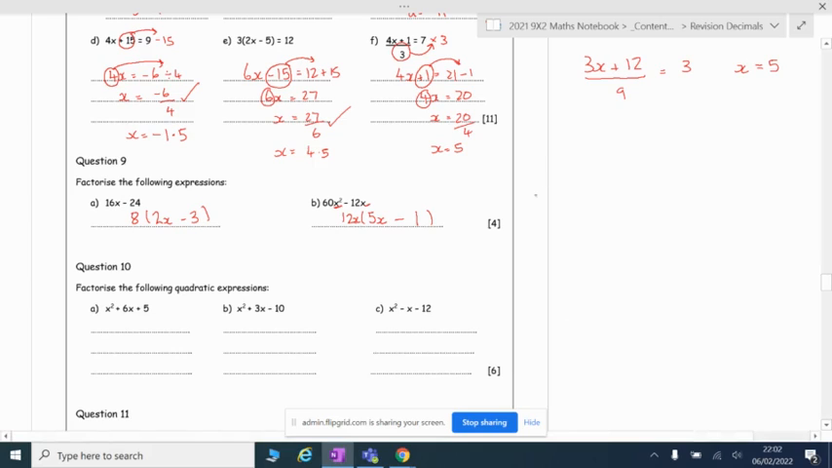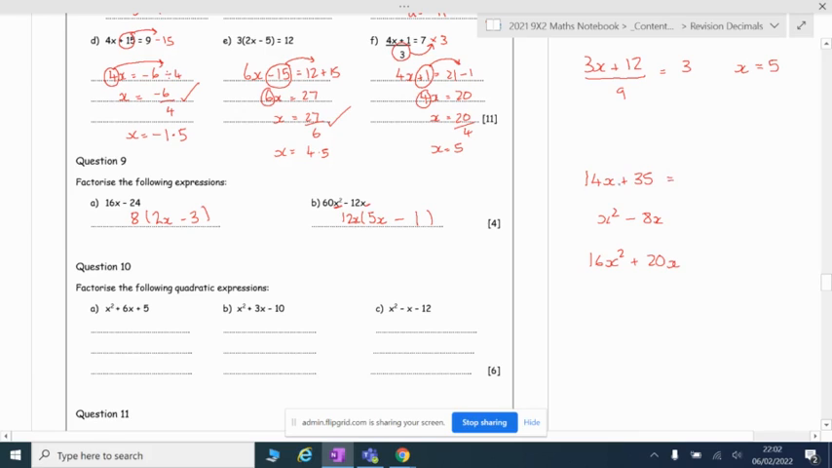Okay, you can try these. In fact, I might do an extra couple. Can you try for me 14x plus 35? Can you try for me x squared minus 8x? And can you try for me 16x squared plus 20x? Pause the video now, have a go, come back to me in a few minutes.